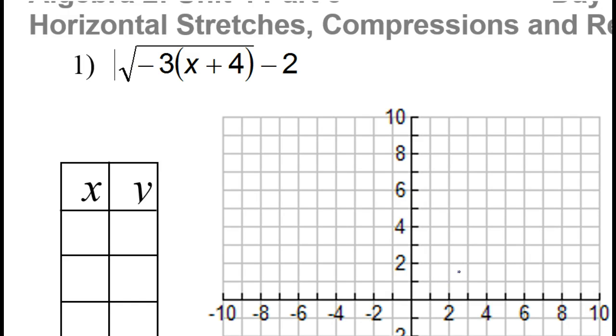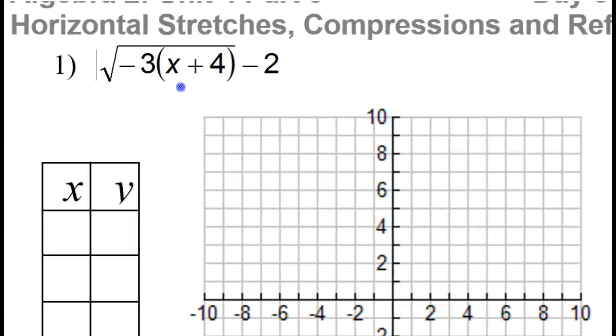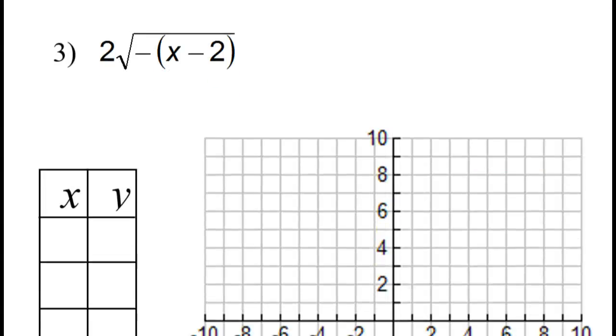In this video, we will learn how to graph square root functions and cube root functions that have these horizontal stretches and compressions in them. All right, ones that have these numbers underneath the radical like this. And here's what it comes down to in the simplest way I can explain it.